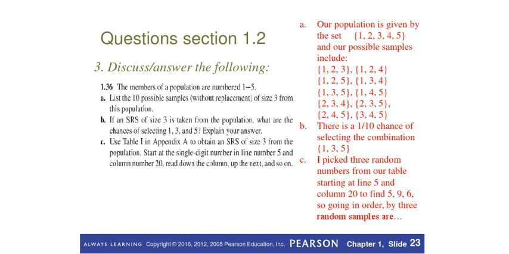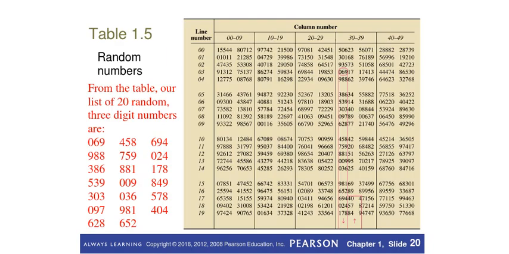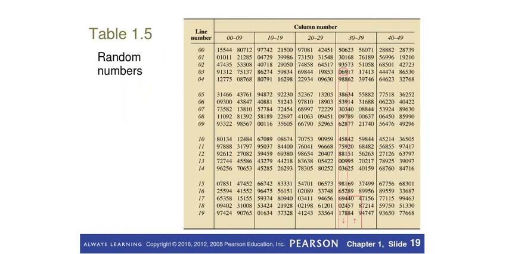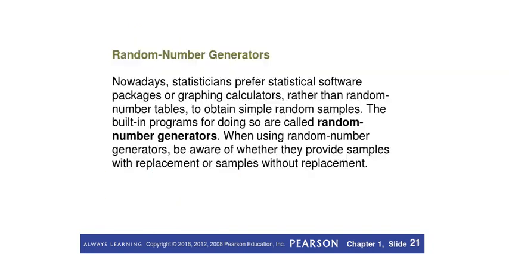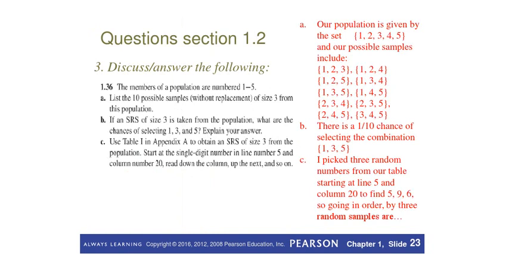So it says pick 3 random numbers from our table starting in line 5, column 20, right? And I picked 5, 9, and 6. If we go back to our table, we see that if we are at line 5, and we go over to column 20, we see 5 as the first number, 9, and then 6 as the next number after that. So that's 3 random numbers from our generator starting at line 5, column 20.